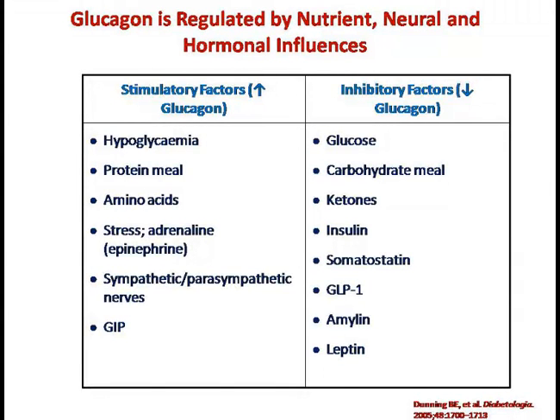Glucagon is regulated by nutrient, neural, and hormonal influences, and as we know, hypoglycemia, a protein meal, amino acids, any form of stress in the form of adrenaline or cortisol, sympathetic and parasympathetic nervous stimulation, and GIP from the gut cause an increased level of glucagon, leading to higher blood sugars. The inhibitory effects are glucose, leading to a feedback mechanism and lowering the levels of glucagon, carbohydrates, ketones, insulin, somatostatin, and most importantly, the last three, GLP-1, amylin, and leptin, leading to lesser levels of glucagon, reducing blood sugar.